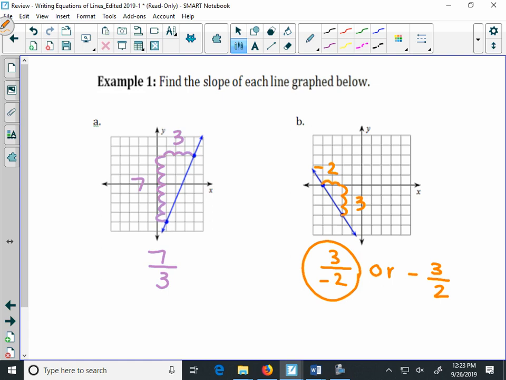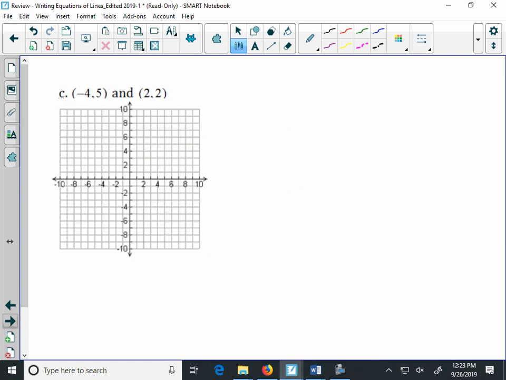If we take a look at C, our line was not graphed for us, so we want to find the slope between those 2 points. You don't have to use the slope formula. What could you just do? Yeah, just plot the points, right? Again, check how you plot them in Desmos. We're all human. We make mistakes. Double check it in Desmos. Negative 4, 5, and 2, 2. Again, follow your rise over your run.